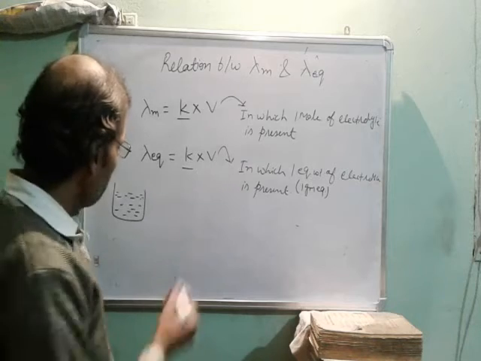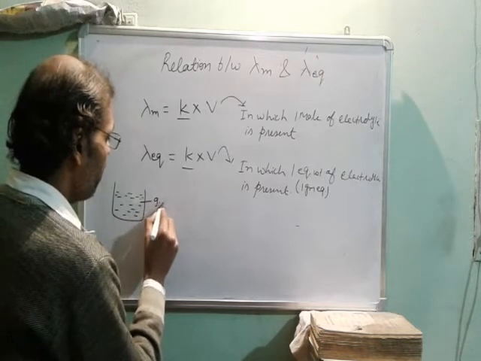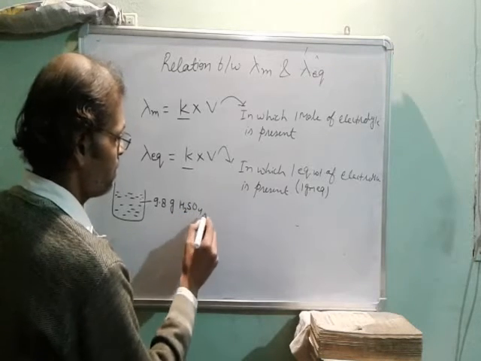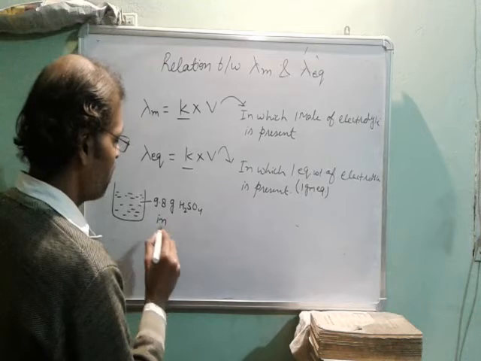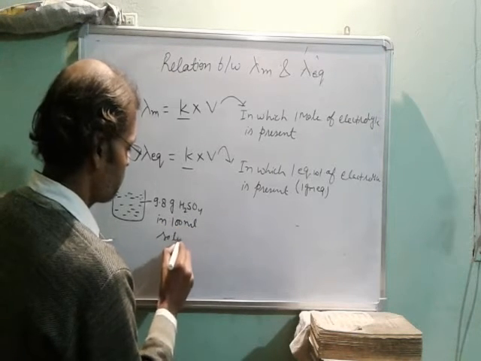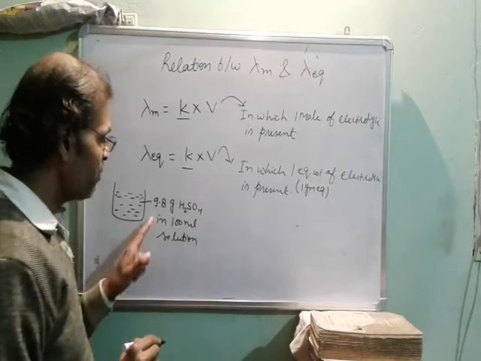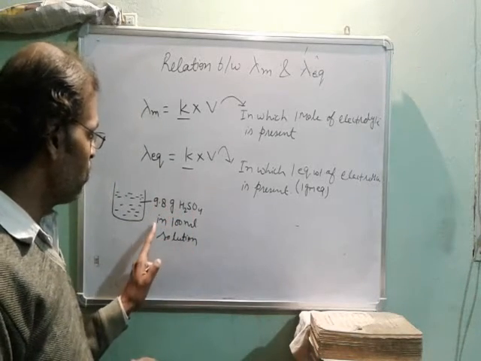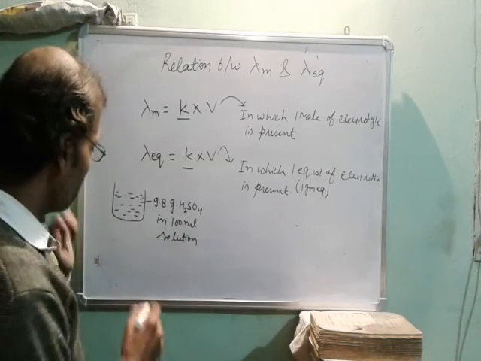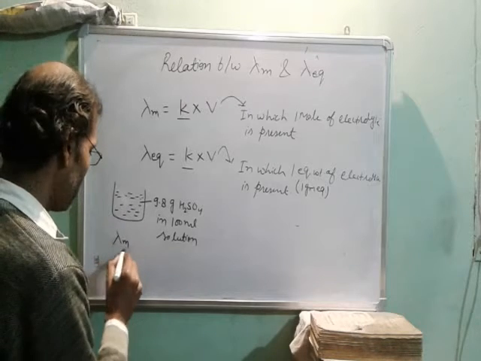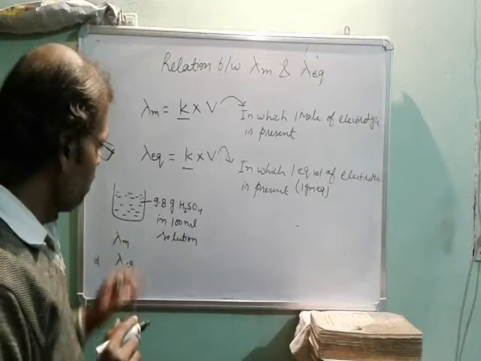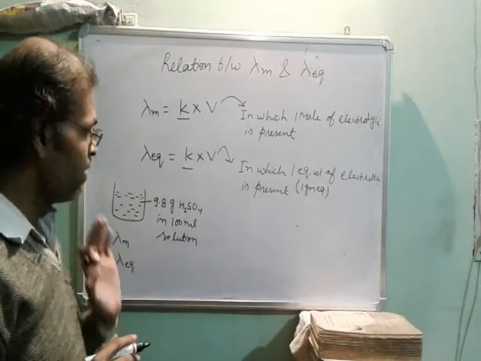Suppose 9.8 gram H2SO4 is dissolved in 100 ml solution. 9.8 gram H2SO4 in 100 ml solution. Now we have to find the lambda M and lambda EQ of this solution first.